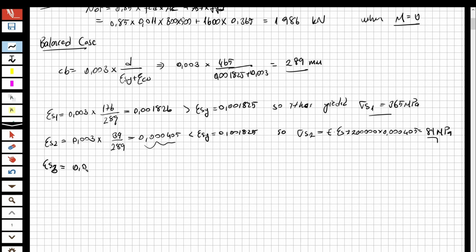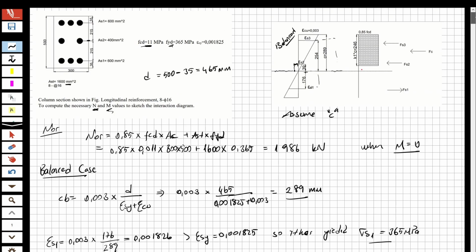And the strain of the concrete multiplied, let's check what is the distance. Okay, so look at here, for the third one, the distance is 254. I told you that it's going to be above the neutral axis. This one is the neutral axis, but it's going to be from the neutral axis to the steel point.